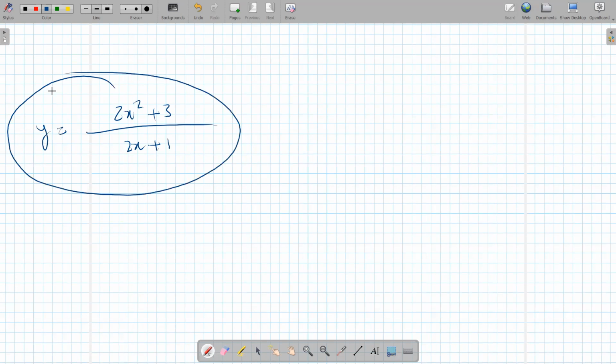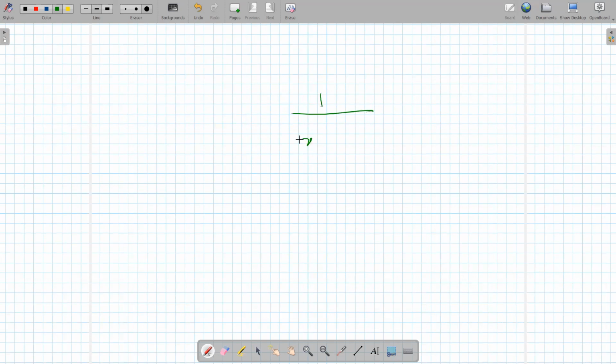Something on the top, something on the bottom. And here, look at this. Let me give you an easier one: 1 over x minus 1. Let's say x was 1. What's the y value?